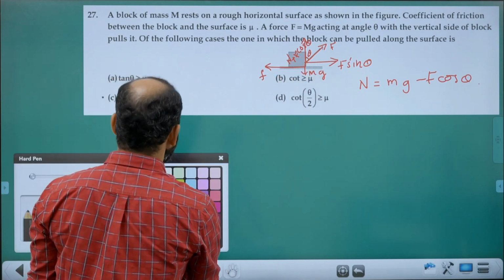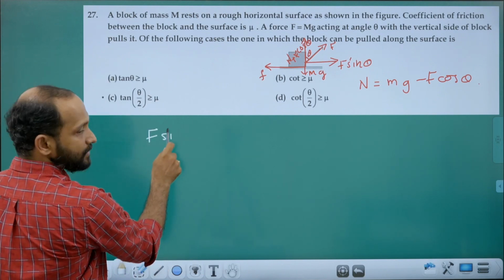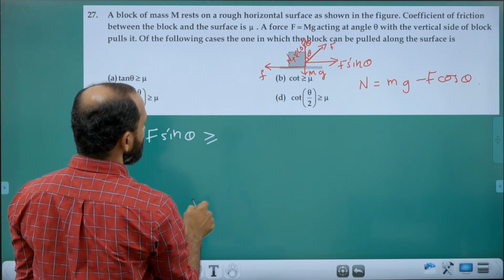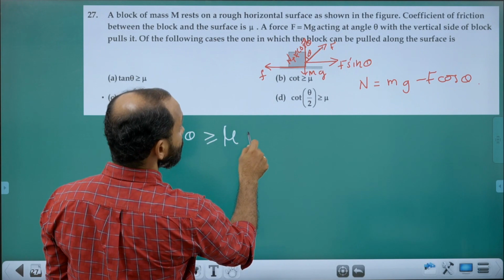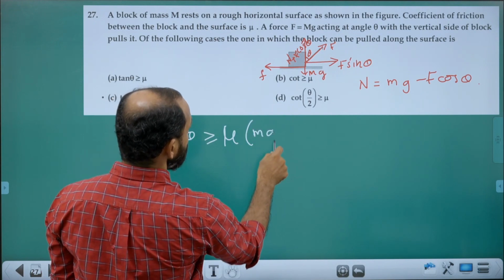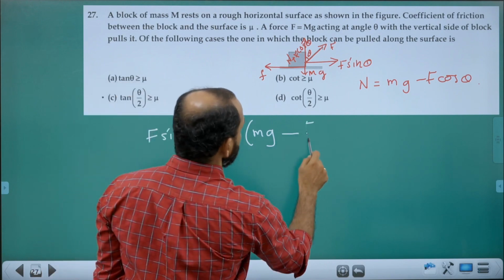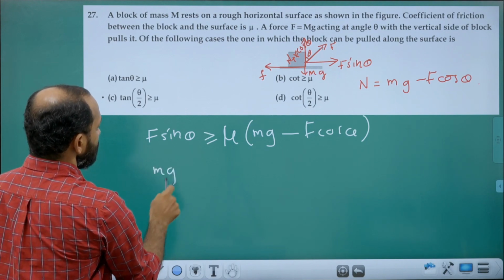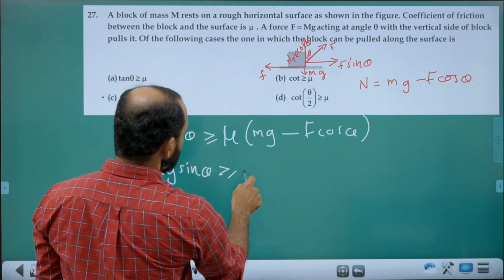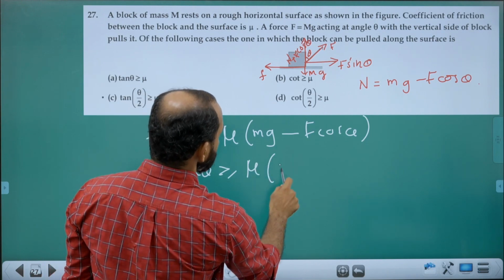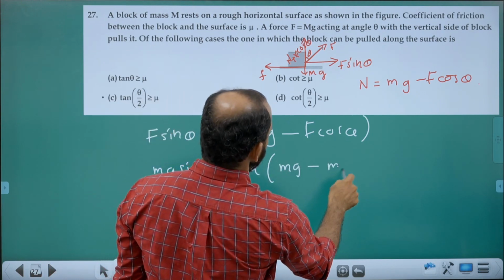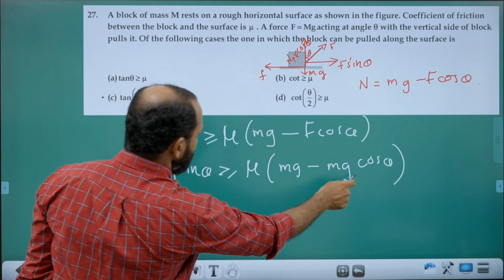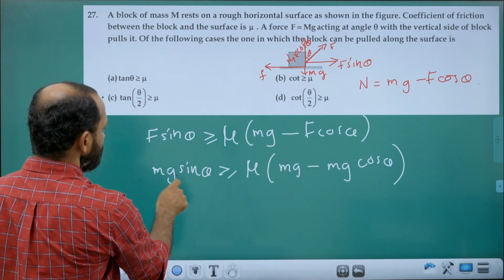Now what is the condition for just taking away? F sin theta must be greater than or equal to limiting friction. What is limiting friction? That is mu times normal contact force. What is normal contact force? That is mg minus F cos theta. But it is given F is equal to mg. That is mg sin theta greater than or equal to mu times (mg minus mg cos theta). Then you can rearrange this by cancelling this mg.